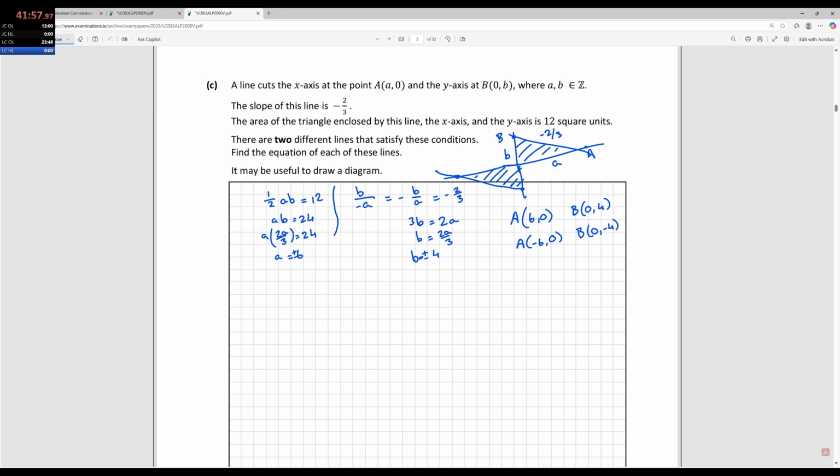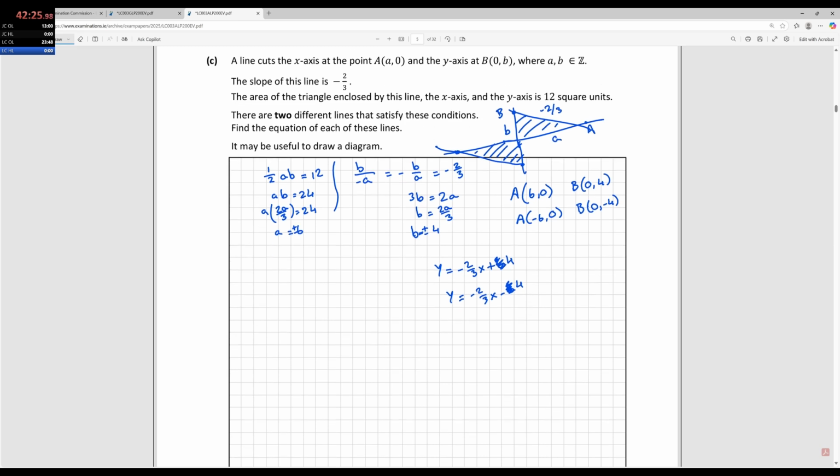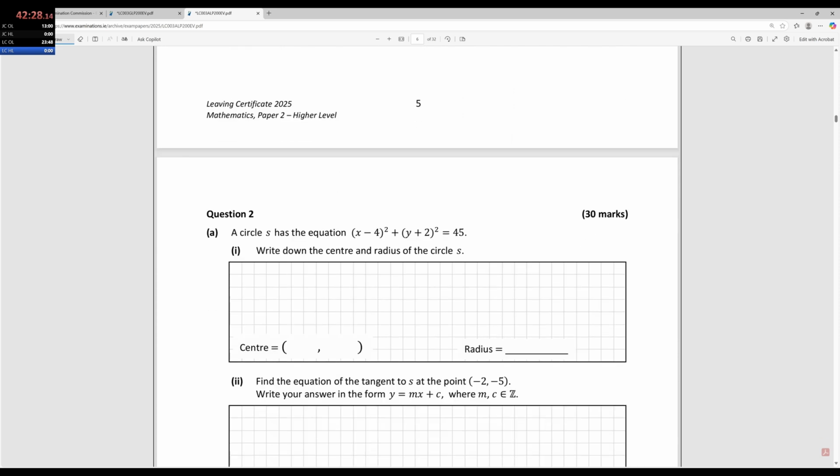The equation of those lines would both be y equals minus 2 over 3x plus 6, and y equals minus 2 over 3x minus 6. I've done that wrong, that's supposed to be the 4. I apologize to everyone involved. But yeah, the slope is still minus 2 over 3. The y-intercept is 4. The y-intercept is minus 4. Those are your two equations.